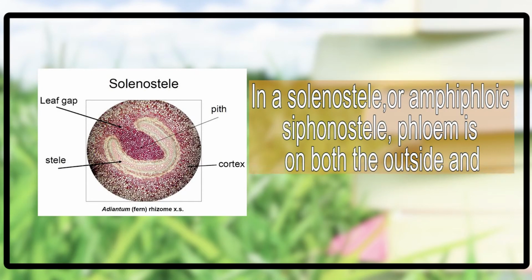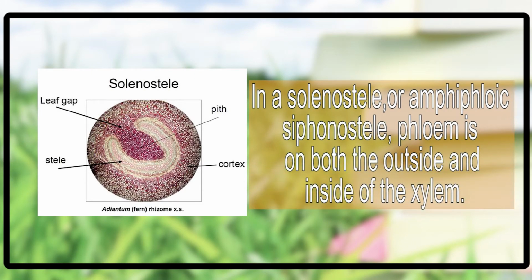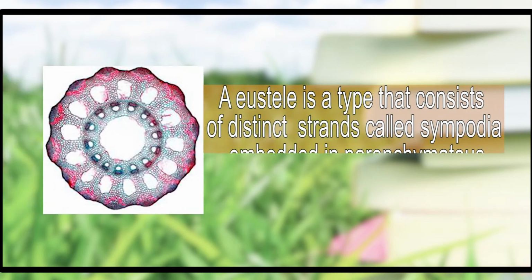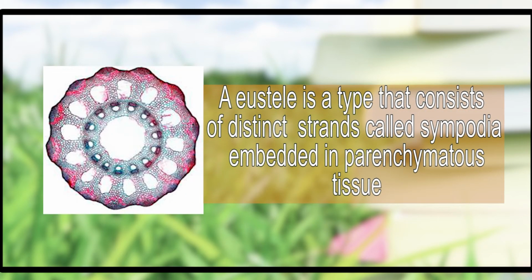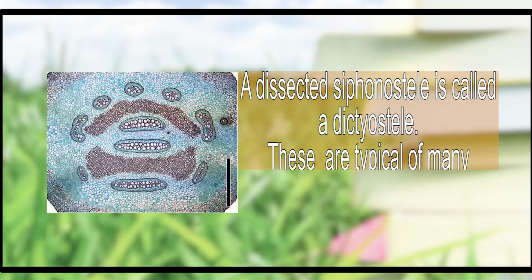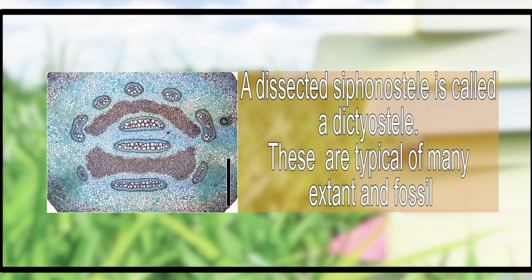Now this siphonostele can further be classified based on leaf gaps. The first one is the solenostele or amphiphloic siphonostele, in which phloem is present on both the outside and inside of the xylem and there is a single leaf gap or single break. After solenostele, we come to eustele, in which the vascular bundles are separated by leaf gaps or branch gaps, and it is not possible to differentiate between the leaf gaps and the interfascicular regions. Ultimately, we come to the dictyostele. Here we see that the siphonostele or the solenostele is further dissected by the leaf gaps and the leaf gaps are overlapping each other.